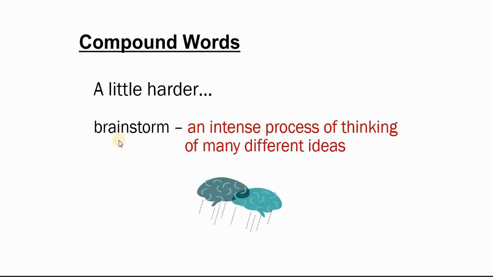brainstorm. To brainstorm is an intense process of thinking of many different ideas, and the hope is getting a good idea. You can see it comes from the words brain and storm. When there's a thunderstorm, it rains a lot. So in the same way, when we brainstorm, we think of a lot of ideas.